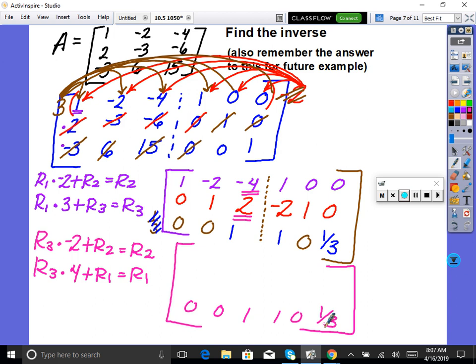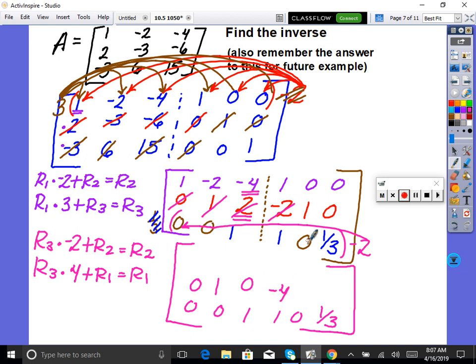So take row 3, times it by negative 2. Negative 2 times 0 is 0. 0 plus 0 is 0. Negative 2 times 0 is 0. 0 plus 1 is 1. Negative 2 times 1, negative 2. Negative 2 plus 2 is 0. Negative 2 times 1, negative 2 plus 2 is negative 4, isn't it?